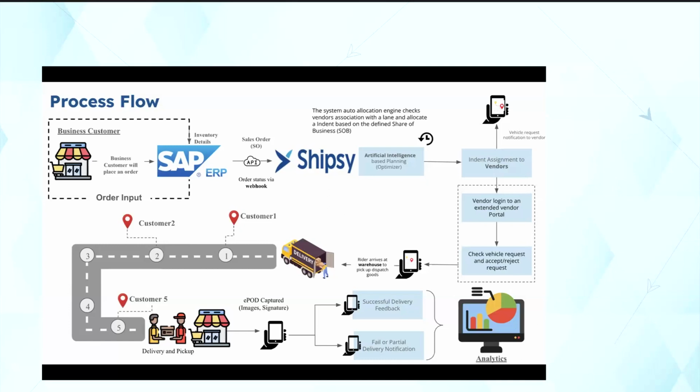If there is any discrepancy with the shipment, then they can mark this consignment as a failed delivery or a partial delivery. So once the delivery is done, the order gets completed. So this is how we manage the entire life cycle of the order.